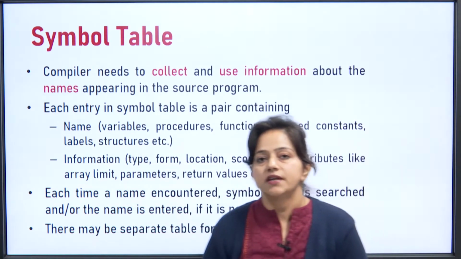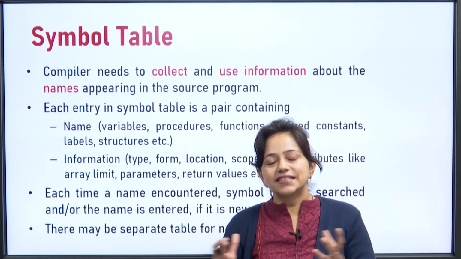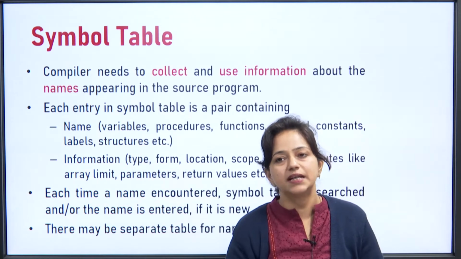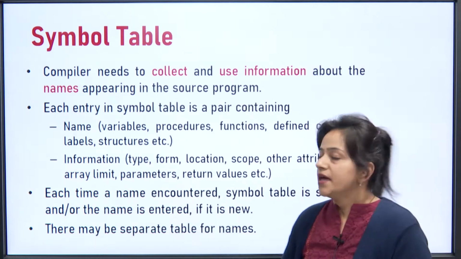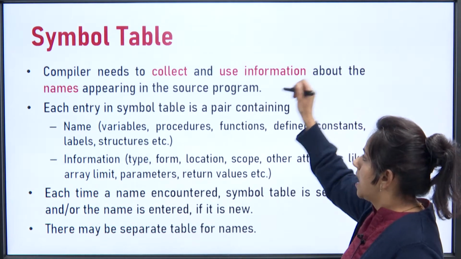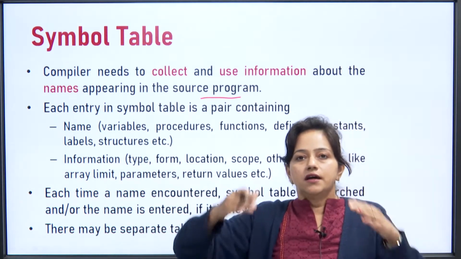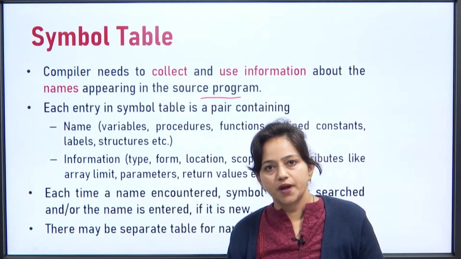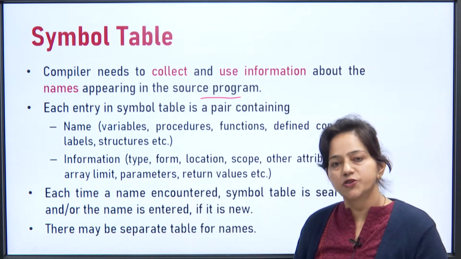Whenever we write some program, the program contains various names and certain information that needs to be stored in some place, and that is the symbol table. This is that data structure. Here the compiler collects and uses the information about the names appearing in the source program. While compiling, the compiler will scan the source program and collect and use information about the names that are appearing in it.